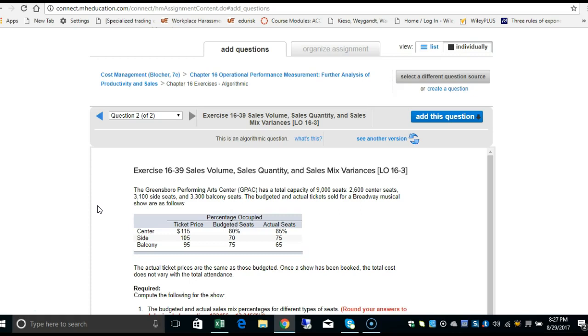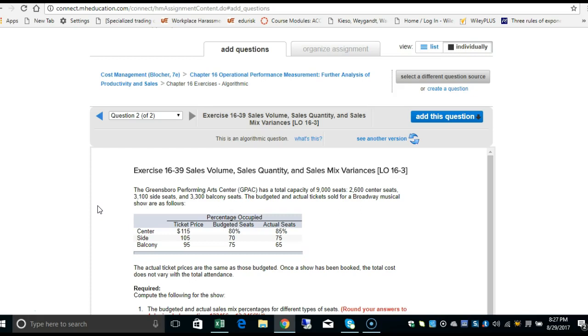Essentially, the reason why we do this type of analysis, a sales volume, sales quantity, and sales mix variance analysis, is because we try to explain why our actuals are different from our budget, why we're either favorable or unfavorable to our budget. But this time we look at the sales mix.